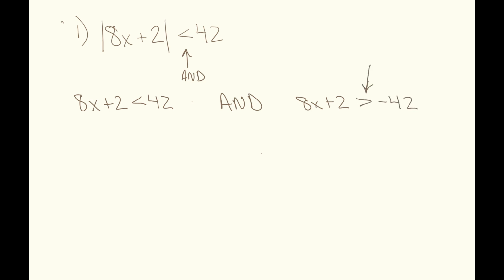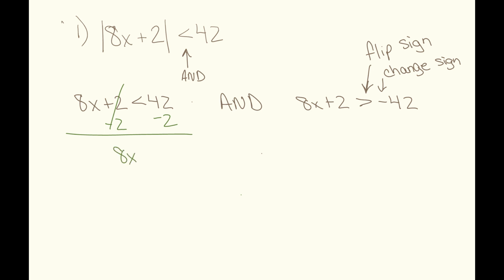So you see right here that I flipped the sign and I made that a negative. So change the sign. Okay, so then you're just going to work these out both ways. So I subtract 2 from both sides. I get 8x is less than 40. To get the x by itself, I divide both sides by 8, and I get x is less than 5.